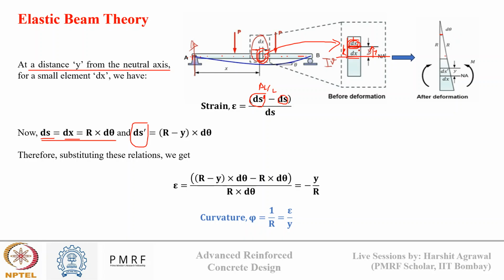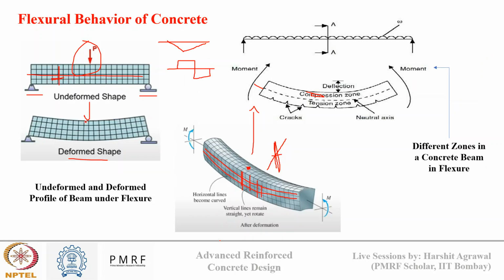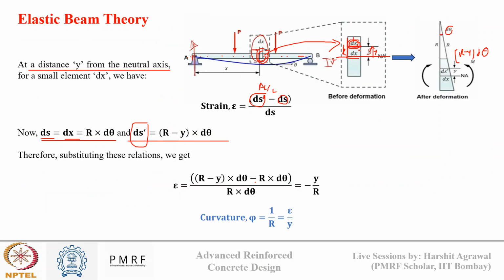However, ds dash will be, at this distance y, r minus y times d theta. And d theta is the angle that has been made. So you saw here, upon bending, there will be a curvature that will come in this beam. About this central axis, this angle which is forming is known as theta. If we substitute these two relationships in the strain equation, we'll get this equation.